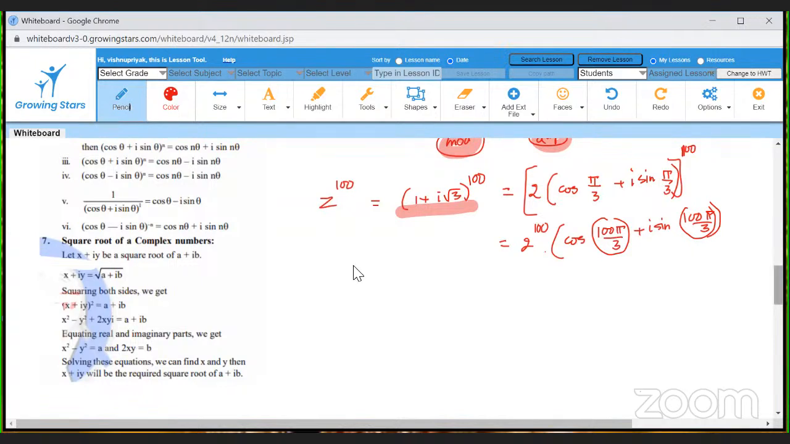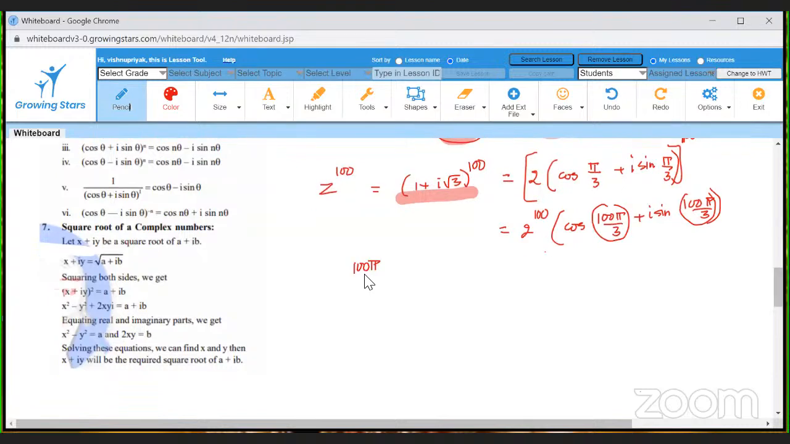If you want to find 100 pi by 3, you have to split it. Denominator is 3.